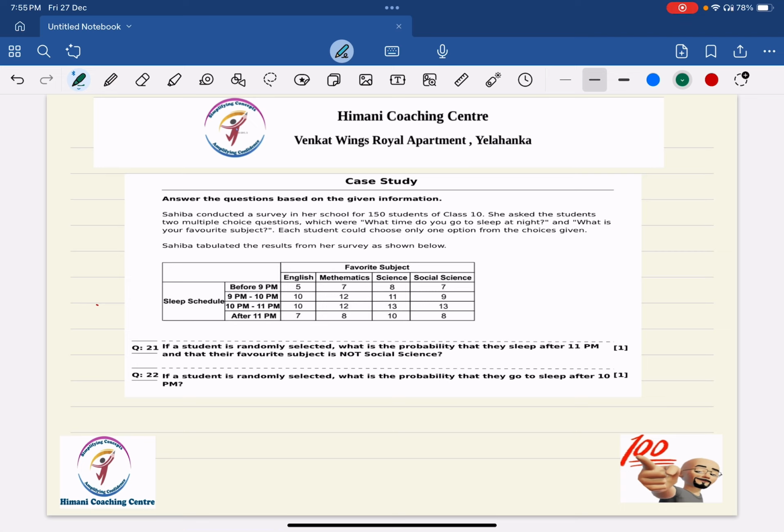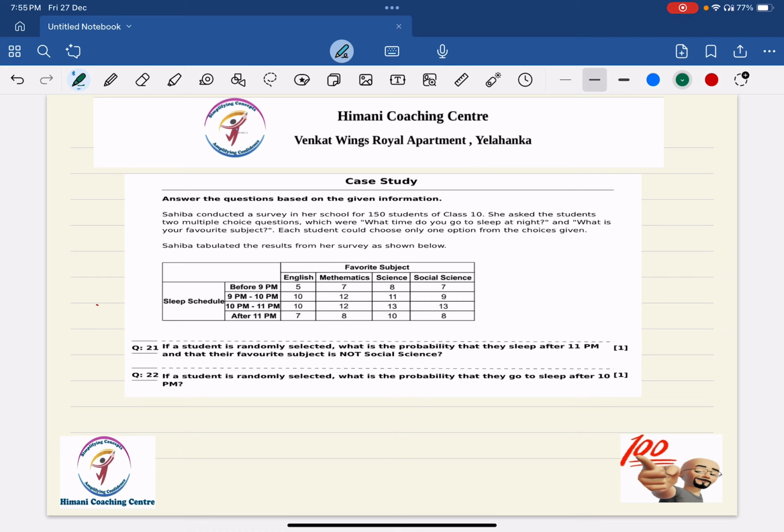Now let us move to the next question. Here, Sahiba conducted a survey in her school for 150 students of class 10. She has asked the students two multiple choice questions: what time do you go to sleep at night, and what is your favorite subject? Each student could choose only one option from the choices given. If you look at the table, favorite subjects are English, Math, Science, and Social Science. Sleep schedule is before 9 p.m.